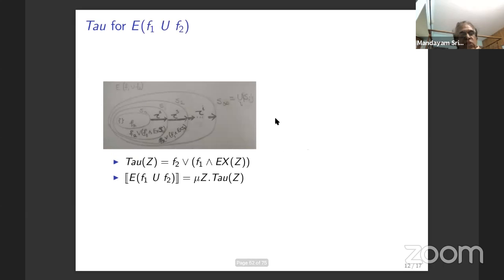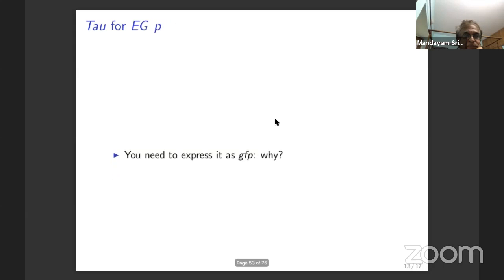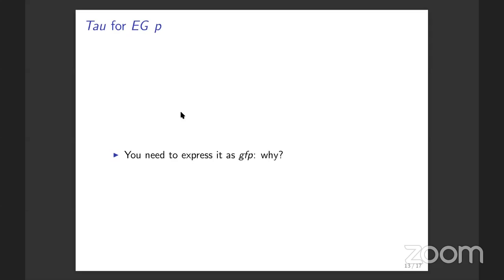Now, tau for EG of P. So I claim, oh, somebody is waiting. I don't know how long he was waiting. I say that you cannot express EG of P as greatest fixed point. Can anyone guess why?